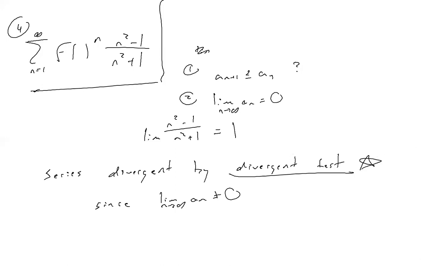Just remember, alternating series test only tells us if something's convergent. It doesn't tell us if the series is divergent. To show it's divergent, we would need to use divergence test.